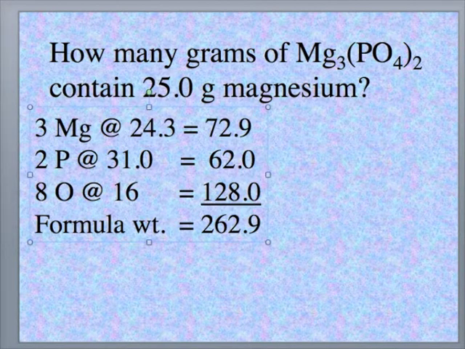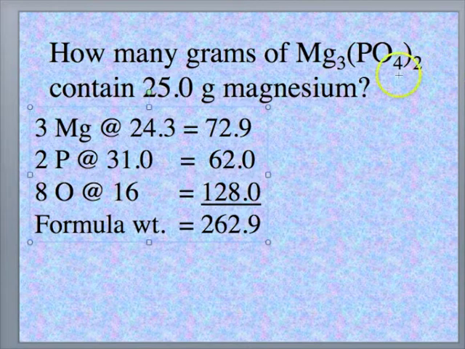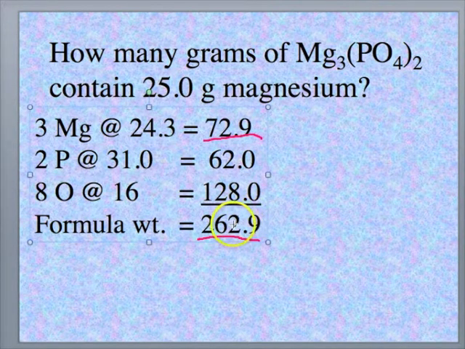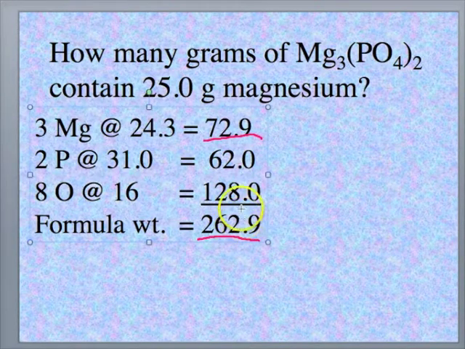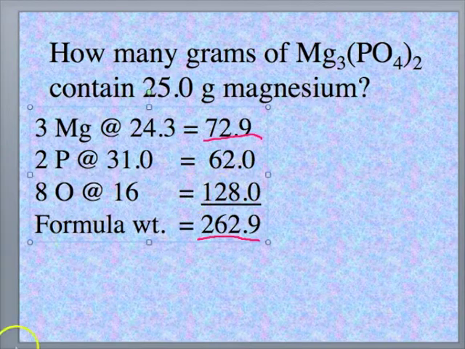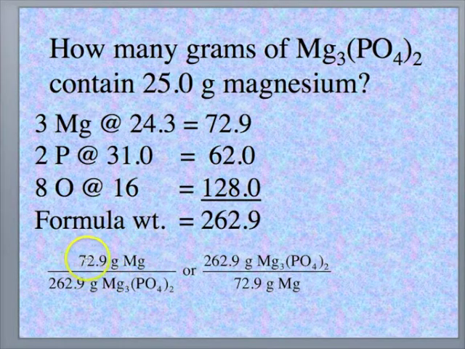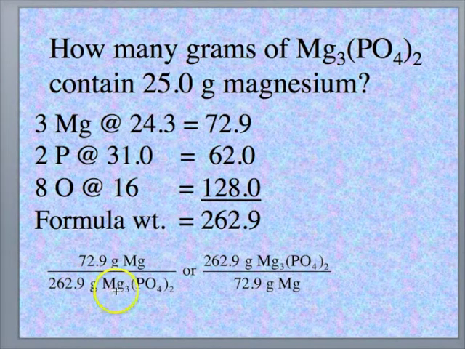So we can make a proportion now out of that using the 72.9 of the magnesium and the 262.9 total to get a proportion of magnesium to the total mass of magnesium phosphate. And we can write that proportion in 2 different ways. Here are the 2 ways we can express this proportion, you see. Either 72.9 grams of magnesium per 262.9 grams of magnesium phosphate, or the inverse of that.